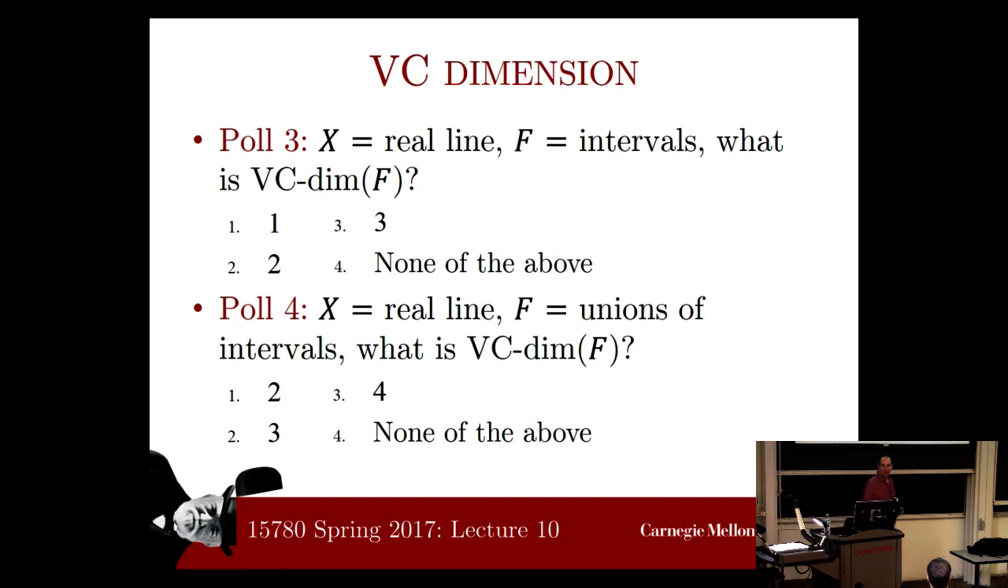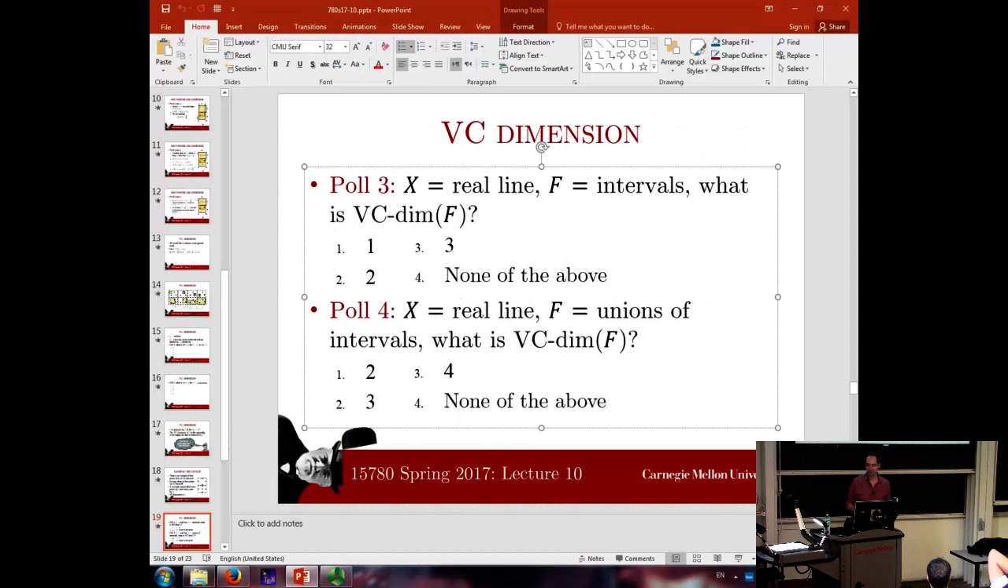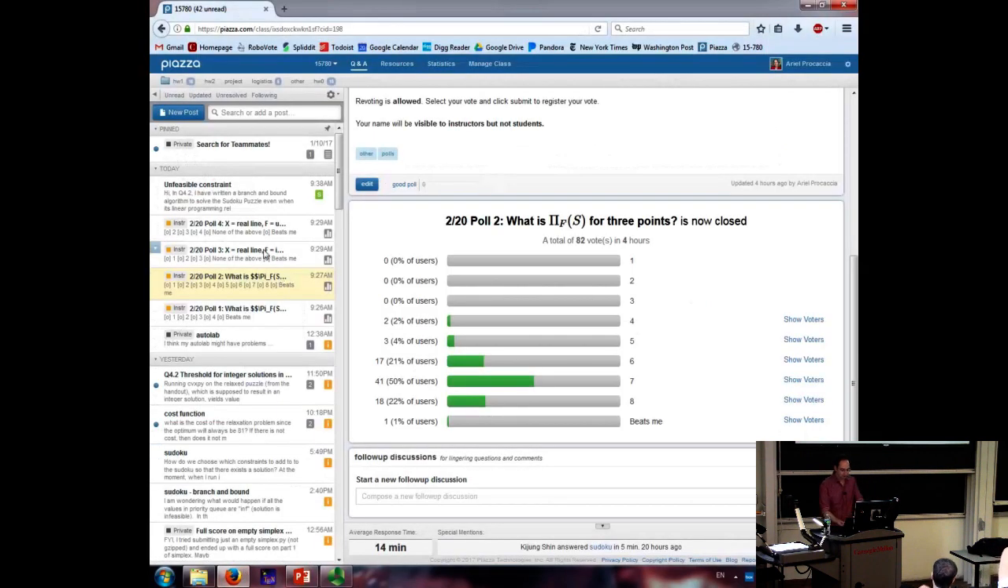So we have x is the real line, f is intervals like before. And the question is, what is the VC dimension of f? 1, 2, 3, or none of the above? That's poll number 3.